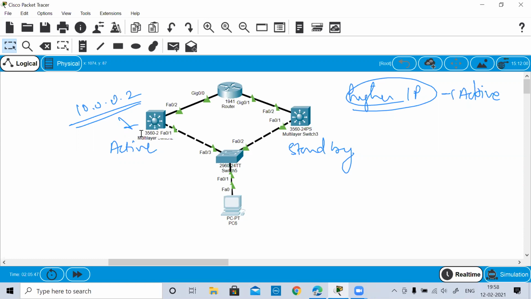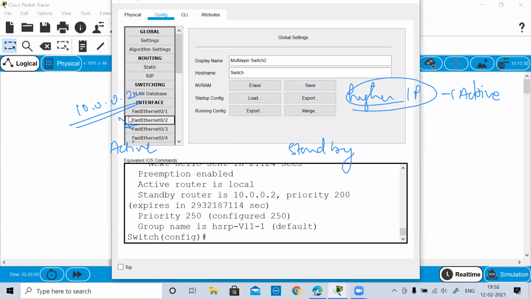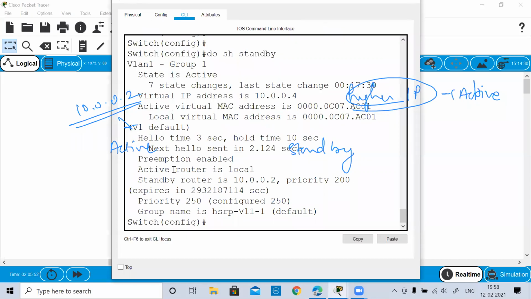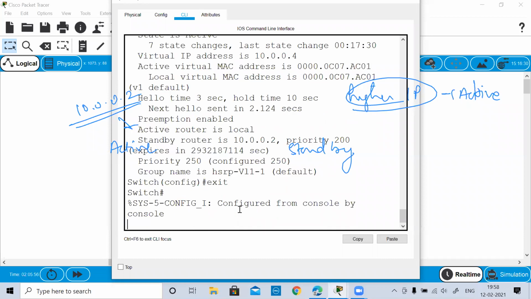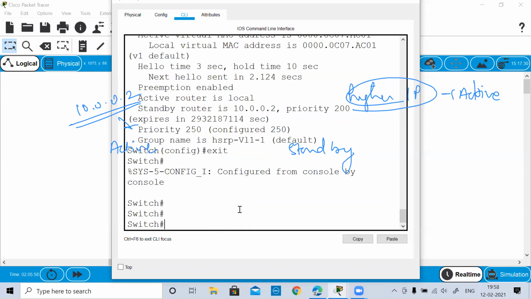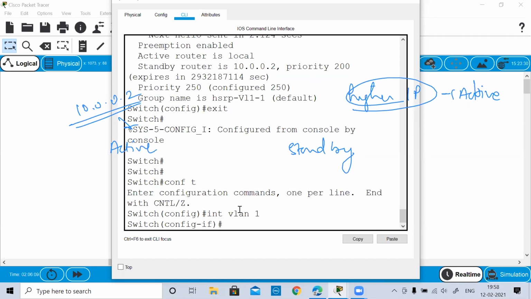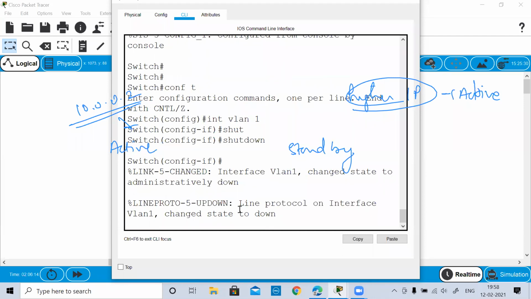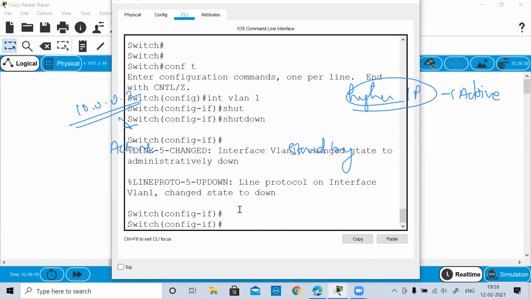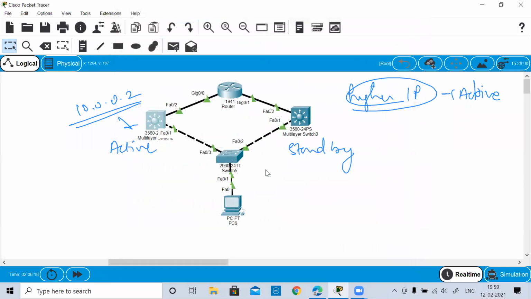Let's say when this went off, let me keep the VLAN in the shutdown state. Let me go to the VLAN instead of the physical interface. I will keep interface VLAN in shut. Let the VLAN be shut, not the physical interface. Now the VLAN is shut.